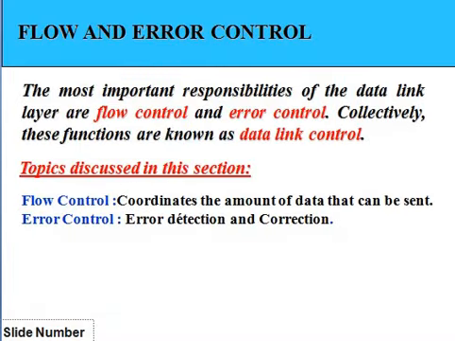Next, flow and error control. The most important responsibilities of the data link layer are flow and error control. These are very important concepts. How to control the flow of data and how to overcome errors is very important in the data link. These are the two main functions of data link control. One is flow control, which coordinates the amount of data that can be sent. The other is error control, which is error detection and correction.